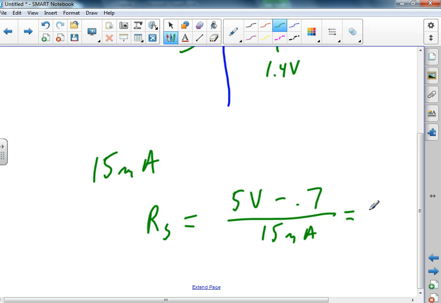So 5 minus 0.7 divided by 0.015, and I come up with 286 ohms, and that's not a standard size. So the 330 ohm would be the standard size. That would be the one that we used.